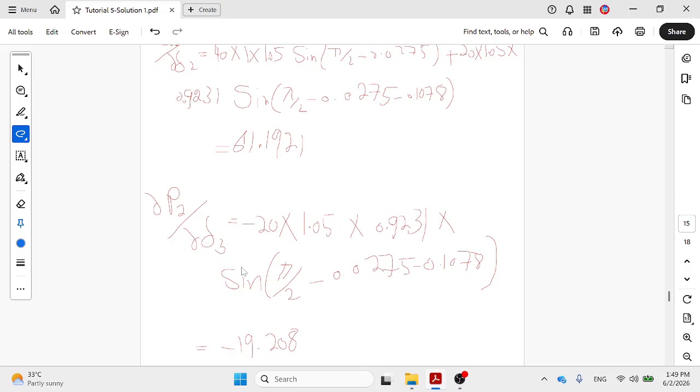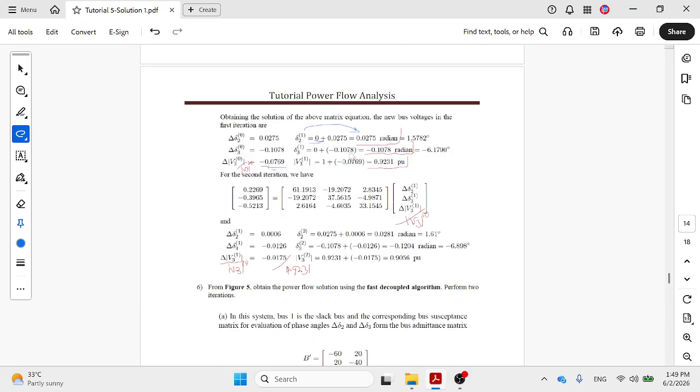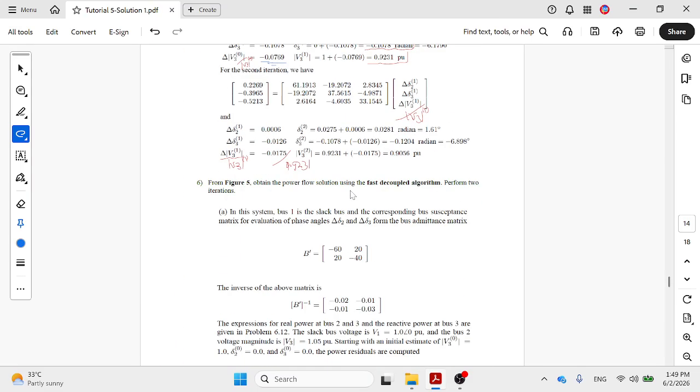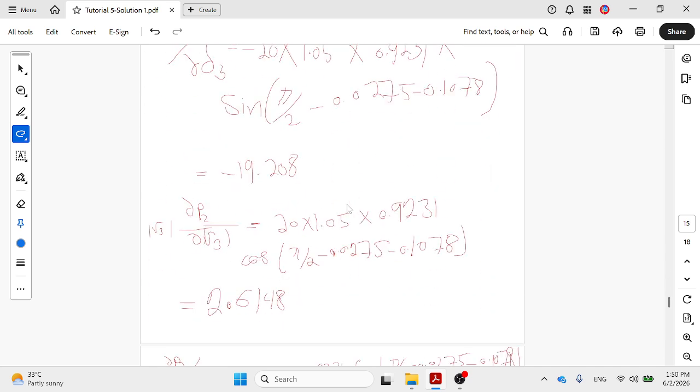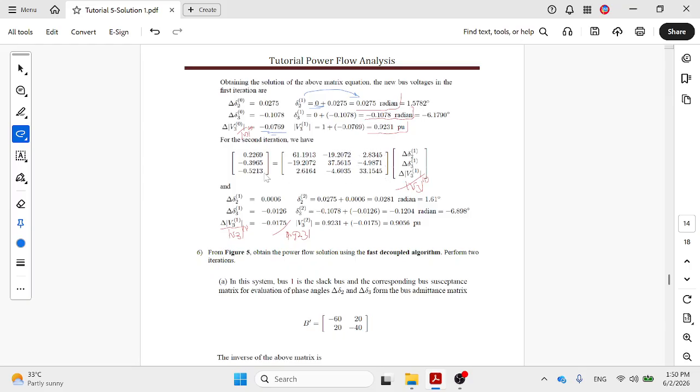So ∂P2/∂δ3 is minus 19.2, 19.2.8, minus 2.8. V3 is 2.6148. For sure, this one should be different, since we multiply it by V2. And then again, as I mentioned, this is the same, so no need to calculate. This one is also the same. You can see this one and this one are the same.